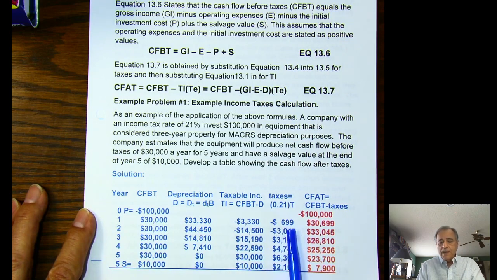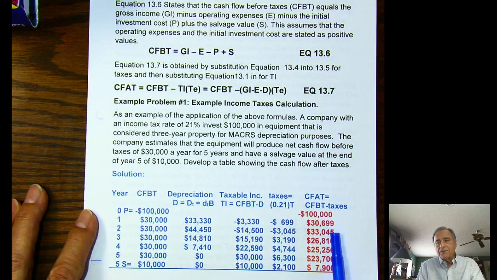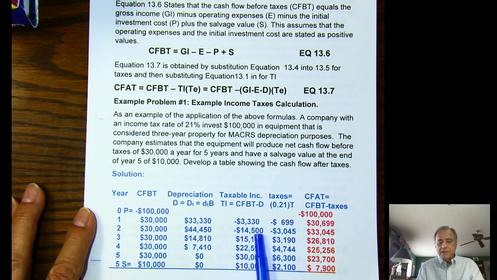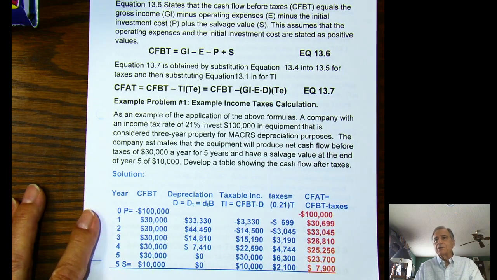So when I subtract a minus $699 of taxes from the $30,000, I actually am minus a minus, so that gives me a plus, which is plus $30,699 after taxes. This is kind of unusual, where my depreciation actually gives me negative taxable income and therefore negative taxes, and therefore after-tax cash flow is greater than the before-tax. But that's only true in years 1 and 2. After that, we have to start paying taxes.